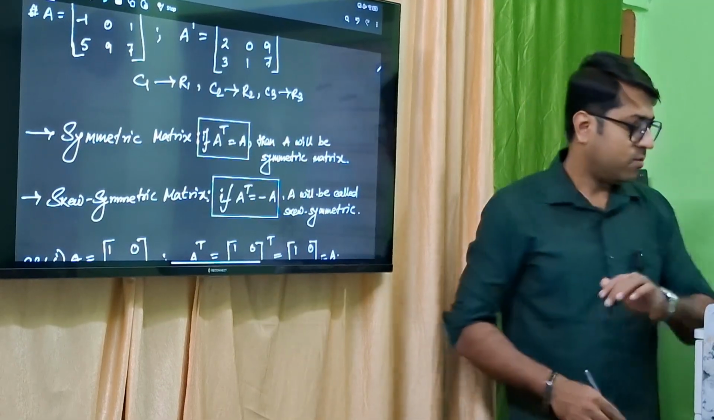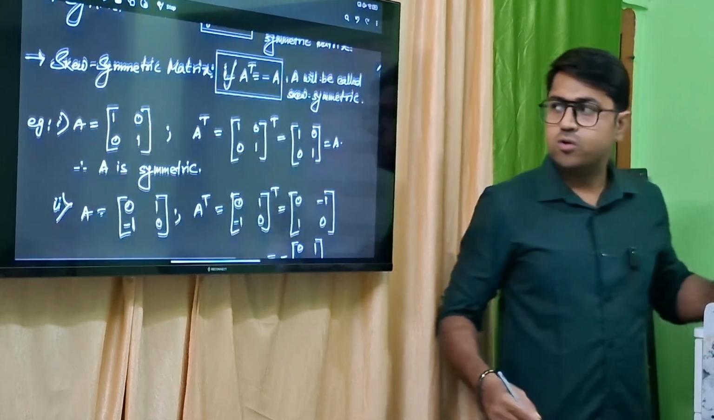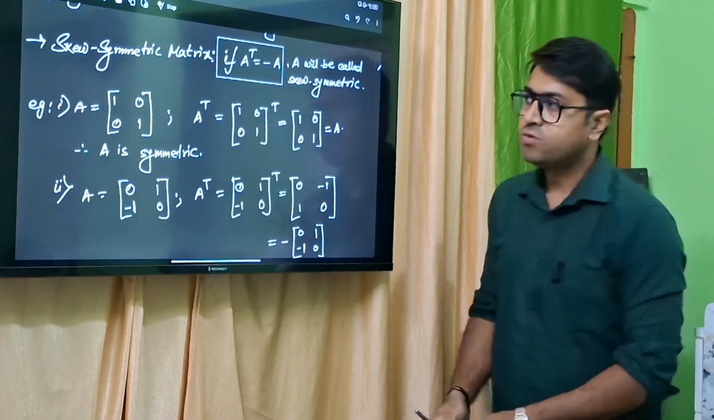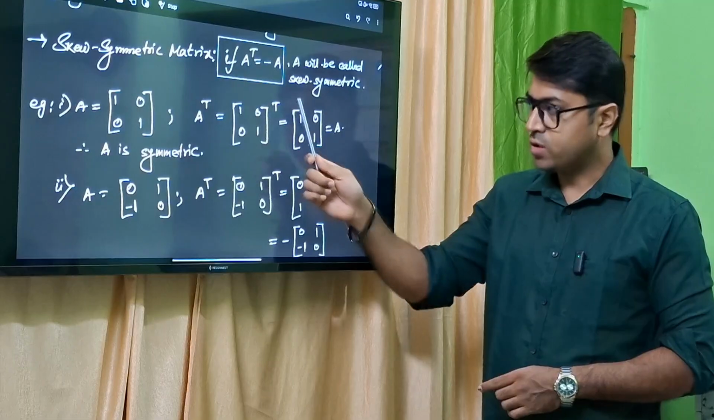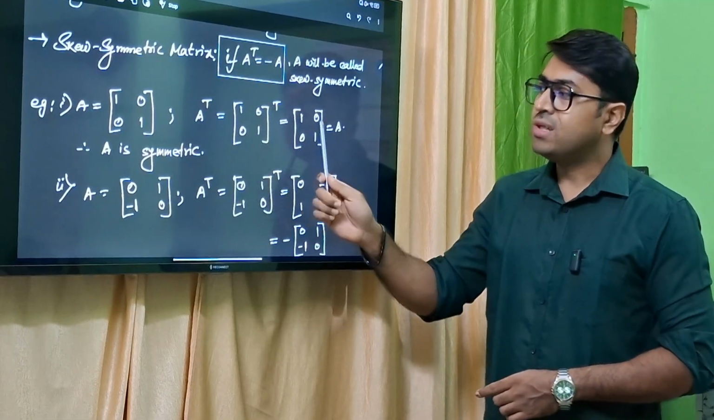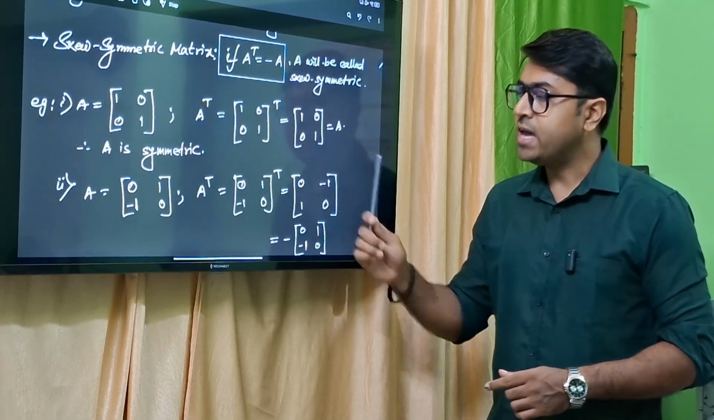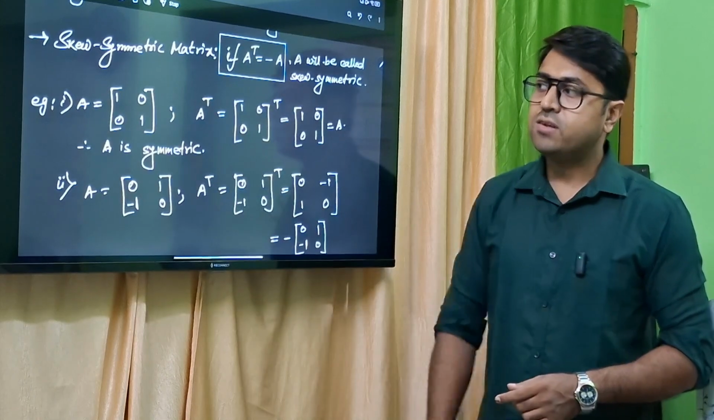For example, suppose A equal to 1 0 0 1. If you take the transpose of it, it will be 1 0 0 1. If you shift the rows to columns, you will see that it remains the same, no change. That means it is the matrix A itself. So A is symmetric in that case.